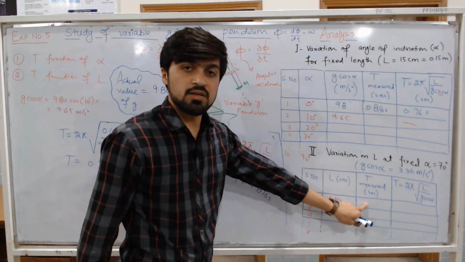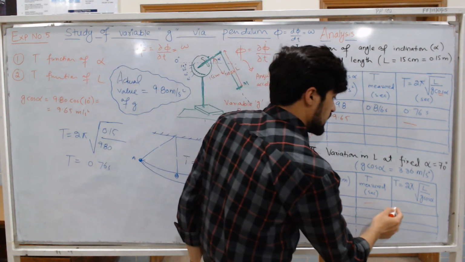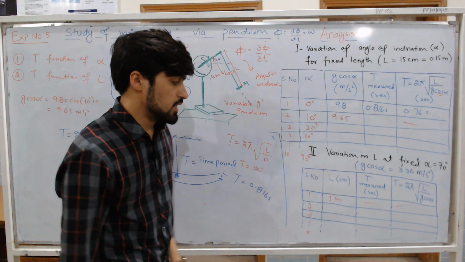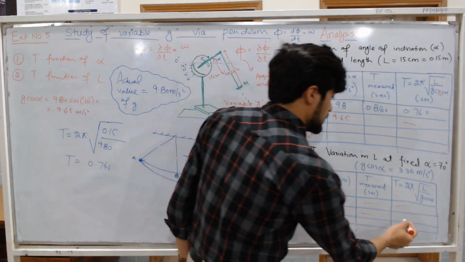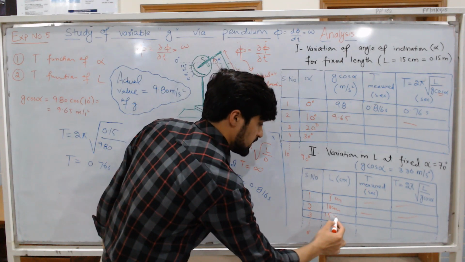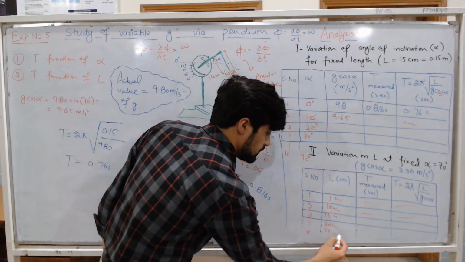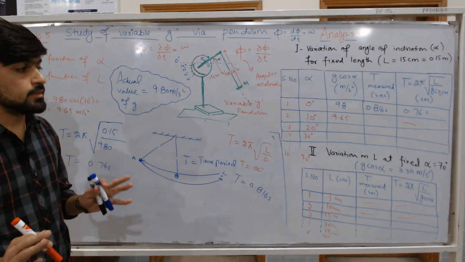Again, you will measure the time using the stopwatch, and you will measure the time period using this relation. Then for 10 centimeter, you will measure the time period using this relation, for 15 centimeter, for 20 centimeter, for 25 centimeter, and for 30 centimeter. So this was actually the purpose of this experiment.